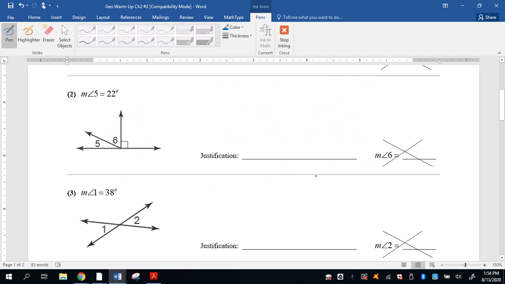Next one, number 2. We are given that measure of angle 5 is 22. Note that I am marking up my picture. Since this is a right angle, we know this is also a right angle. So 22 degrees plus the measure of angle 6 is 90 degrees. Since they form a right angle, that would be the complement theorem. I'm not using definition of complementary because they don't give us the word complementary. So this is just by the complement theorem.